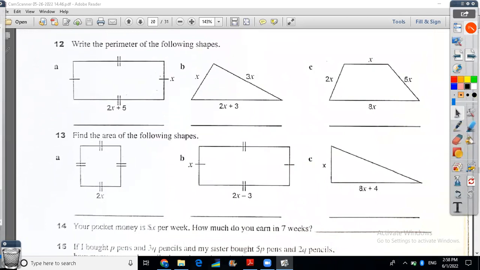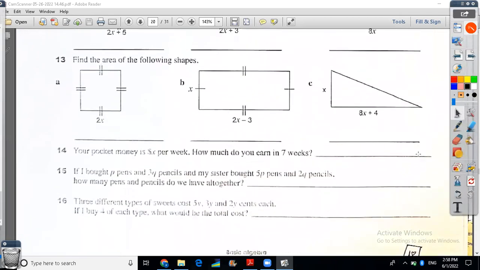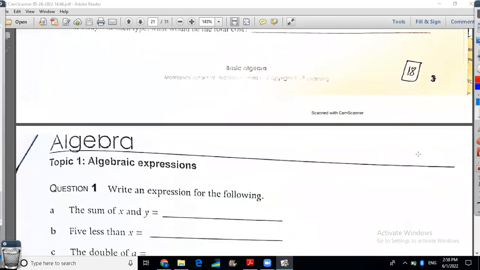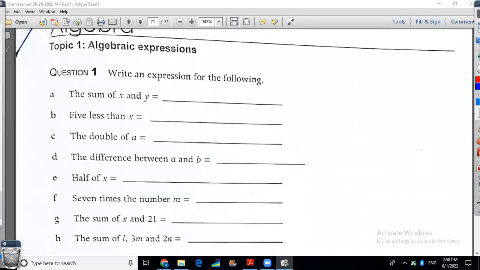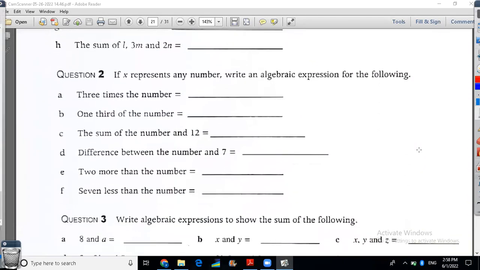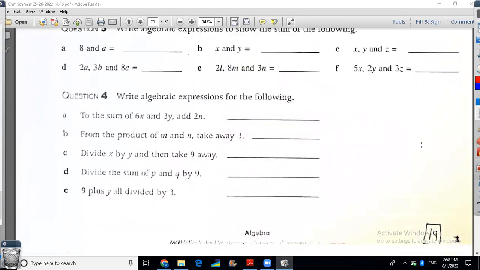All right. Let's keep going. The same thing exactly over here. Everything is the same.